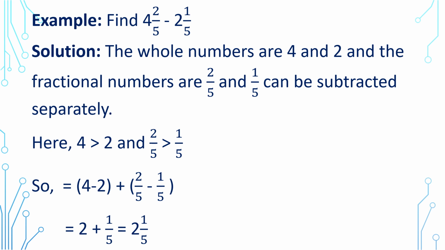Now student, let's understand it by an example. Find 4 integer 2 by 5 minus 2 integer 1 by 5. The whole numbers are 4 and 2, and the fractional numbers 2 by 5 and 1 by 5 can be subtracted separately. Here 4 is greater than 2 and 2 by 5 is greater than 1 by 5. So 4 minus 2 is 2 and 2 by 5 minus 1 by 5 is 1 by 5. So the answer is 2 integer 1 by 5.